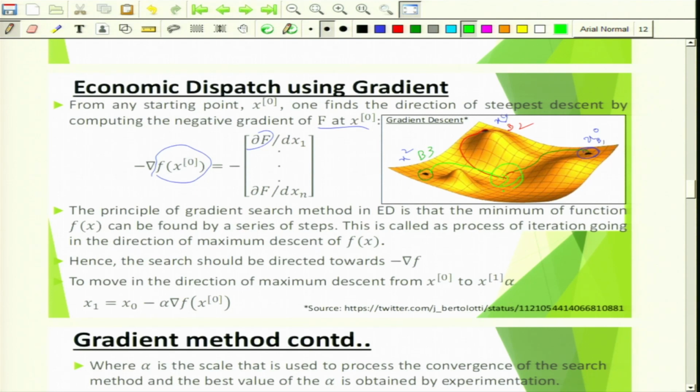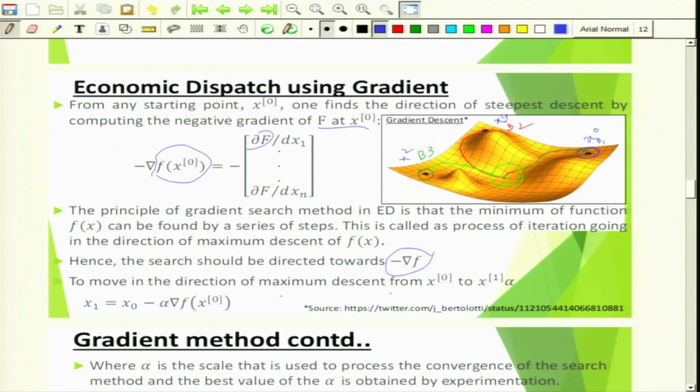So the principle of the gradient search method in ED is that the minimum of the function f of x can be found by a series of steps. This is called the process of iteration, going in the direction of maximum descent or the steepest slope. Hence the search should be directed towards the negative of the gradient of the function.